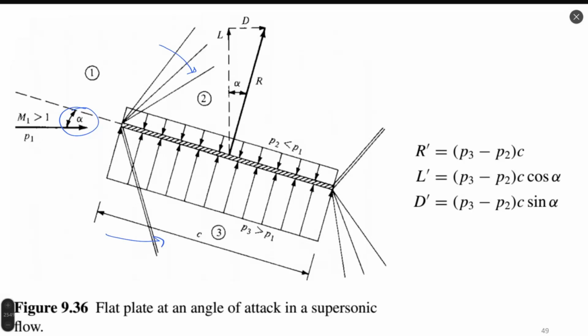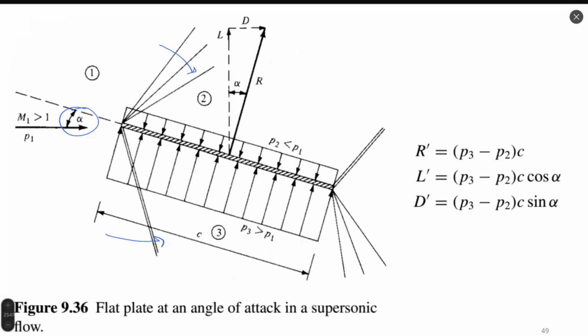Flow goes through the oblique shockwave. Of course, when it goes through the expansion fan, pressure decreases, so it's a relatively small pressure on the upper side of this plate. And when it passes through the oblique shockwave, pressure increases. So there is a considerable pressure difference between the upper and lower side, and there is considerable lift and also drag. There is lift and drag, both parts, right?